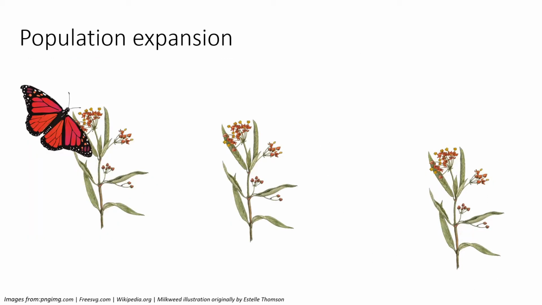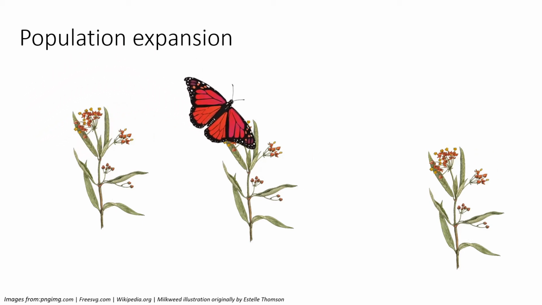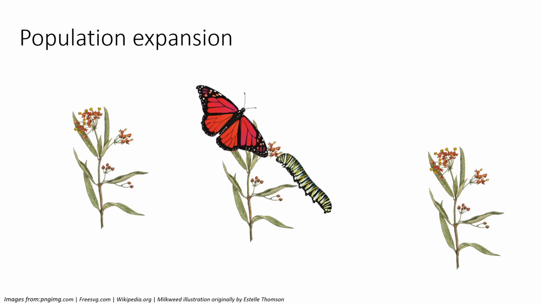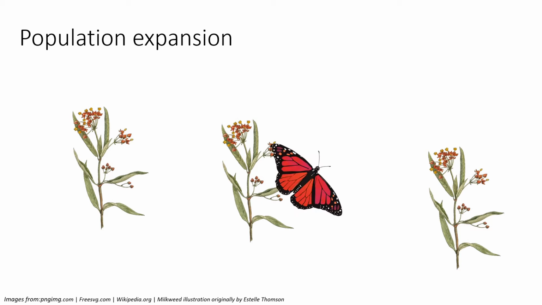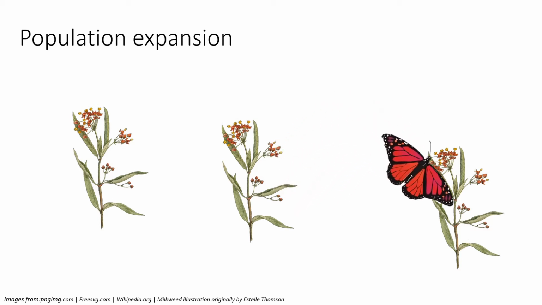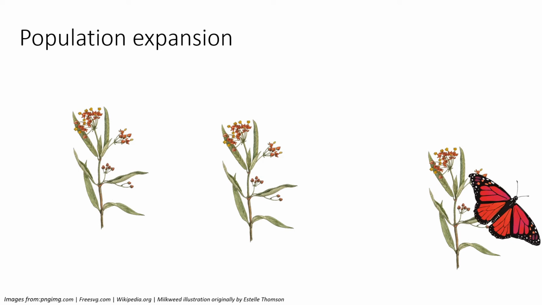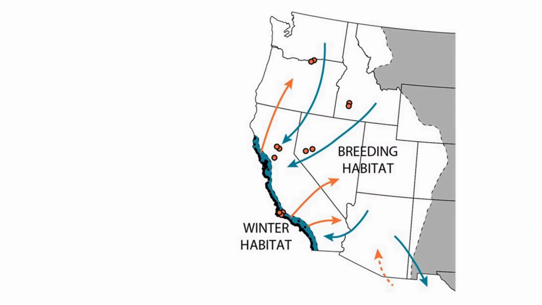Now, when we look at that yearly range expansion, it's really the product of two mechanisms. Adult monarch butterflies fly, often quite far, to find milkweed plants and to lay their eggs. Those eggs then hatch into caterpillars, and the original adults die. But those caterpillars feed, pupate, and become adults themselves, and they are able to repeat that process. So when we look at this map of their yearly range expansion, what we're really looking at is both the movement of individuals and that overall population growth.